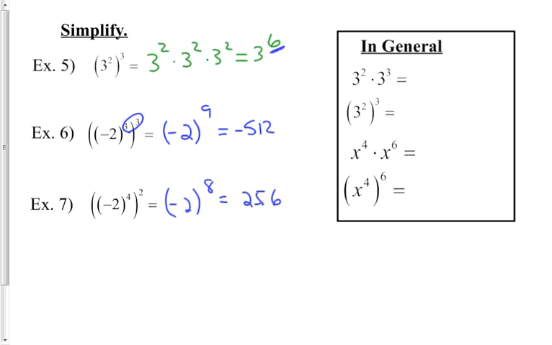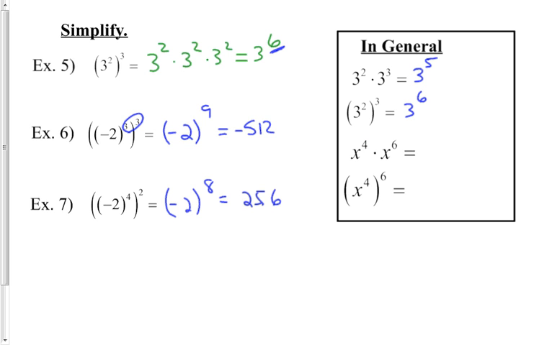Okay, so see the little box on the side of your paper? It says, in general. Let's fill these in here. So the first one, 3 squared times 3 to the 3rd. In this case, we're multiplying, so we will add the exponents. So we'll get 3 to the 5th power. But then if I take 3 squared, raise it to the third power, powers to powers, you multiply. So you're going to get 3 to the 6th power. So be sure you write that down.